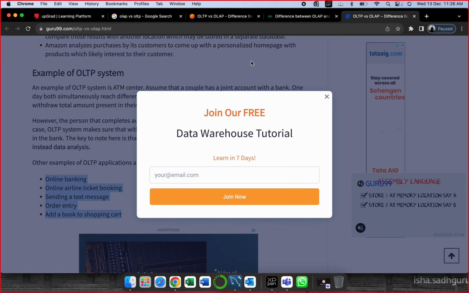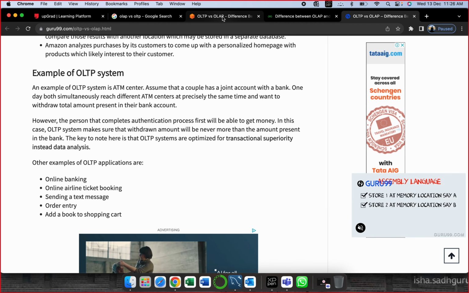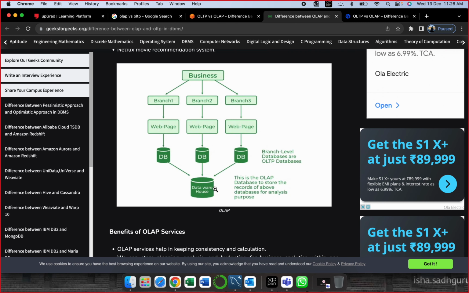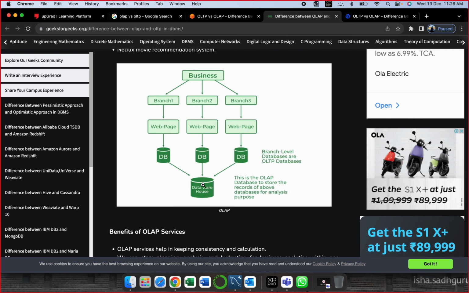Like I mentioned to you, this is the same data warehouse that is being used. The method of creating it would be that from these databases, you enter the values into this data warehouse. So it remains the same. The only difference is how you are using it.